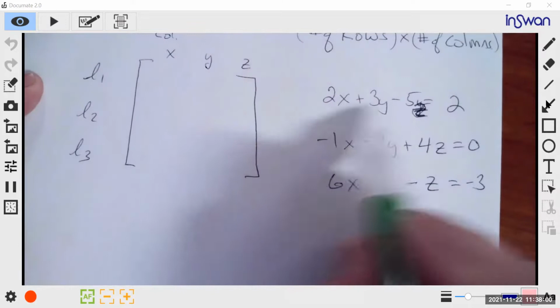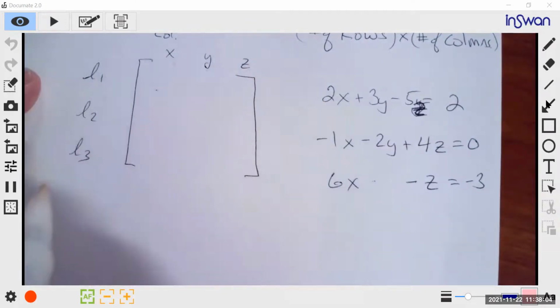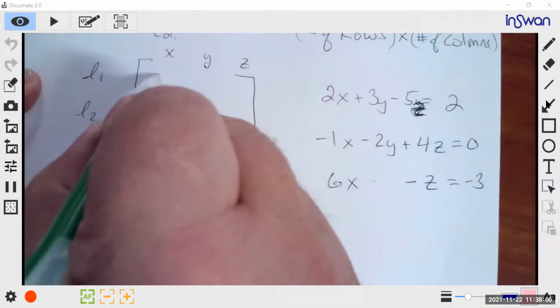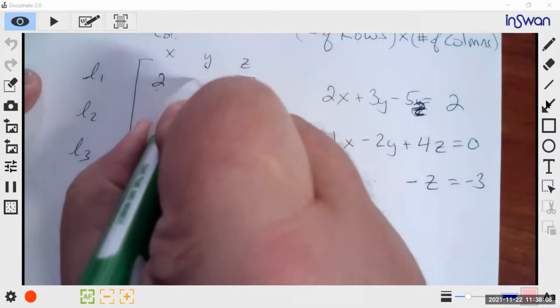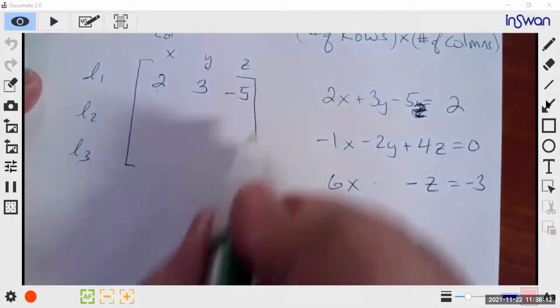So this first one's line 1. What goes inside here are the coefficients of x, y, and z. The coefficient of x is 2, 3, negative 5.